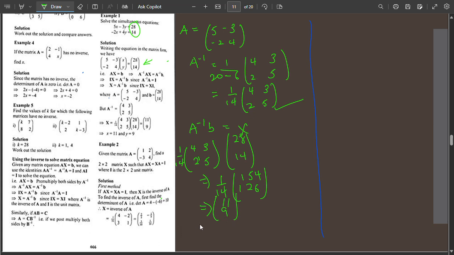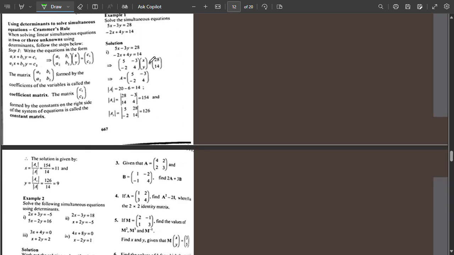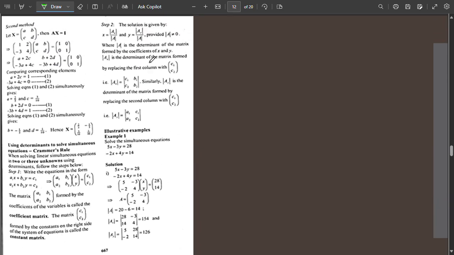Perfect. So our value for x is 11, 9. And then we know that x is equal to xy up there. So x is equal to 11 and y is equal to 9. This is perfect. Right, so we move on to solving.